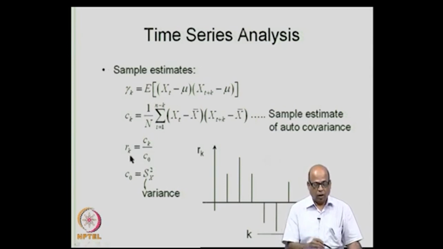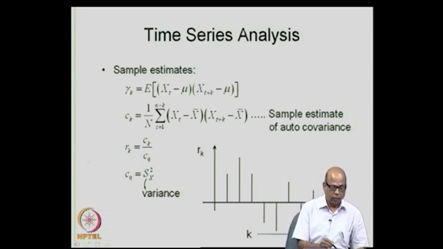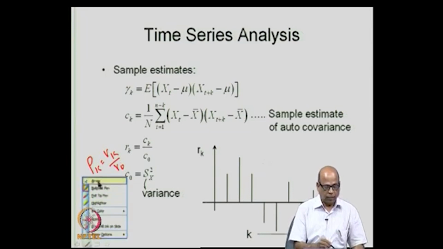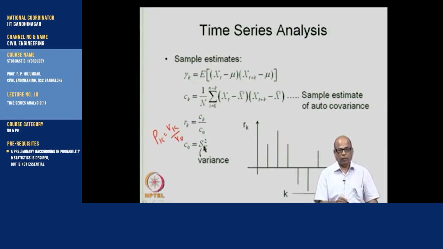and R k is given by C k by C naught. R k is the sample estimate for the autocorrelation at lag k. We would have defined rho k, which is the autocorrelation, as gamma k by gamma naught, and R k, which is the sample estimate of rho k, is simply C k by C naught. C k is the sample estimate of the autocovariance and C naught is our sample estimate of the variance.